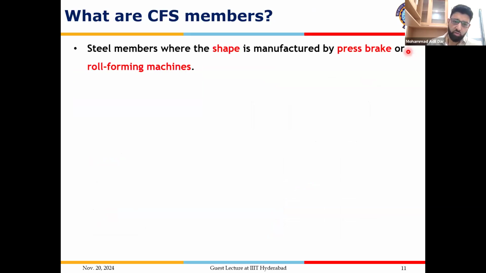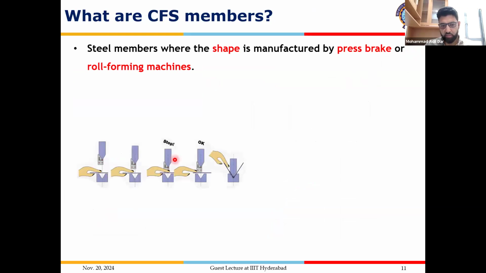Now, what are cold form steel members? We'll start with the definition. Cold form steel members are those structural steel members wherein the shape is manufactured by either press brake equipment or roll forming machines. Now, this is a press brake equipment where we have a punch and die mechanism. We put a flat steel strip, and in a series of events, we convert it into the particular shape of the die. So here is an angle section.